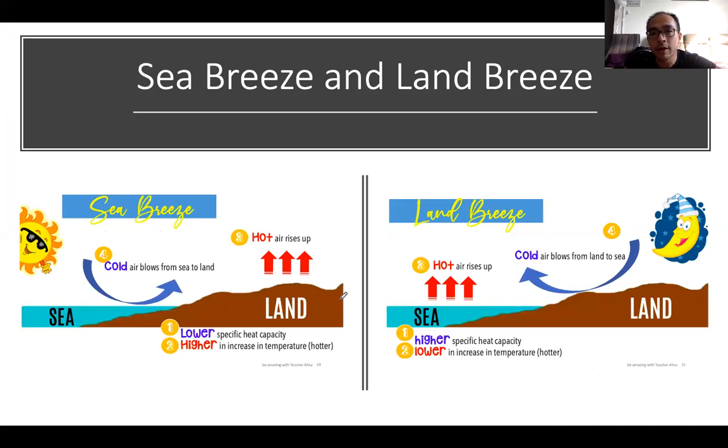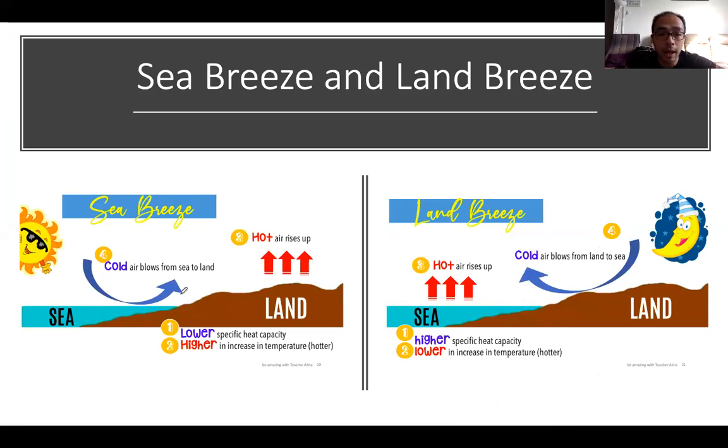Another example of an application is sea breeze and land breeze, bayu laut dan bayu darat. Okay, so we find that sea breeze happens during the day and land breeze happens during the night. So the breeze is what makes us feel cooler.